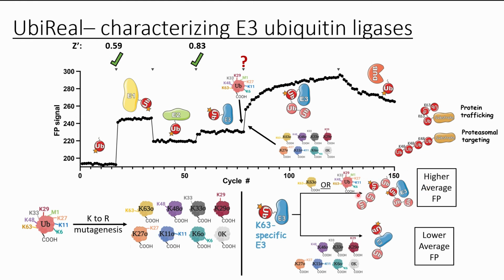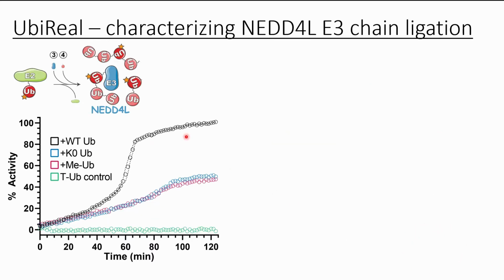And so the idea was that this ultimately would result in a much higher average FP signal if we have a K63 specific ligase and use a K63 mutant, whereas if we fed the K63 specific ligase one of these other mutants which couldn't support K63 ligation, you would get a smaller overall species and a lower average FP signal. When we did this, we used a K63 specific ligase known as NEDD4L.